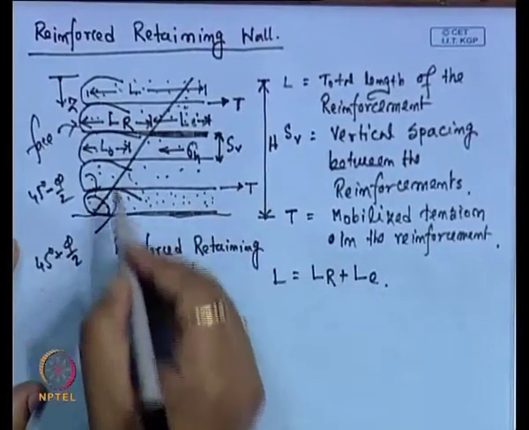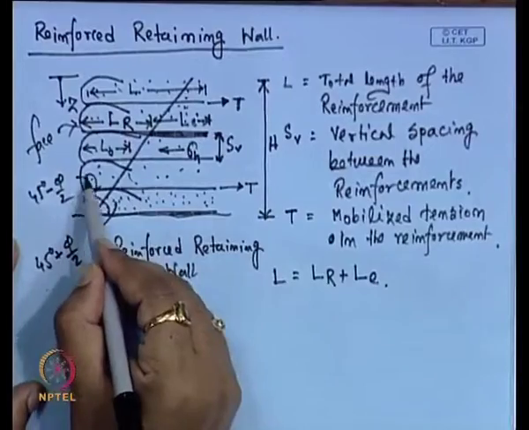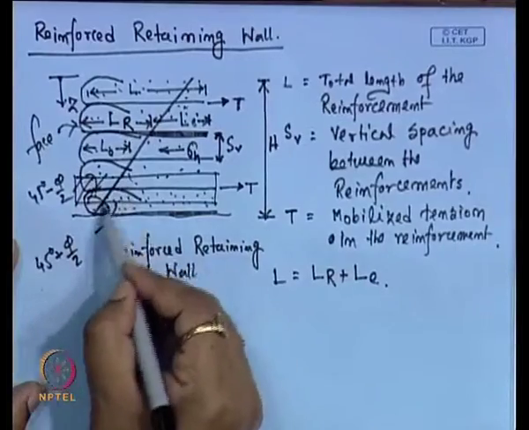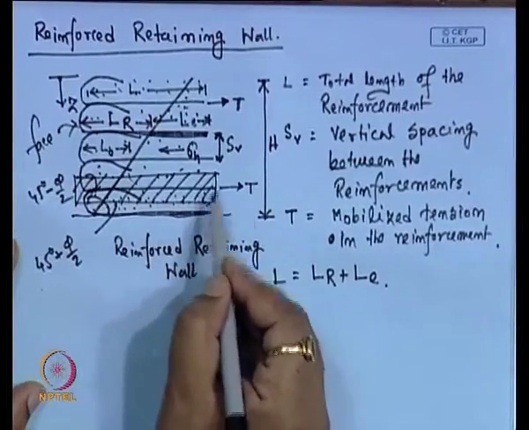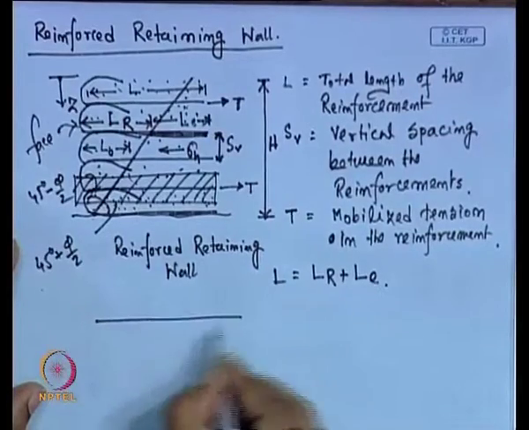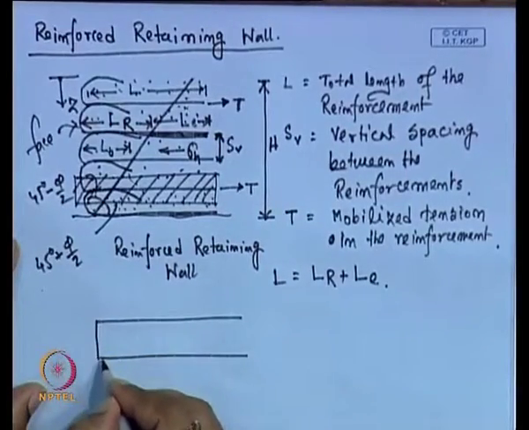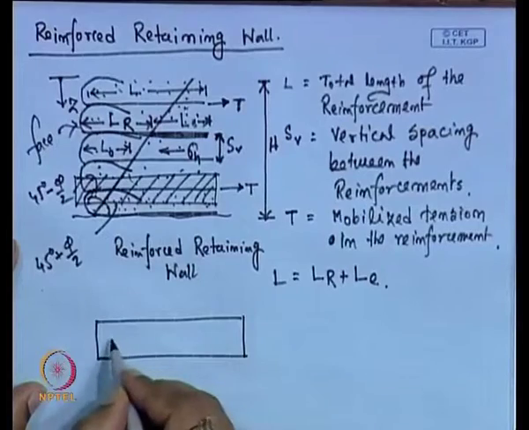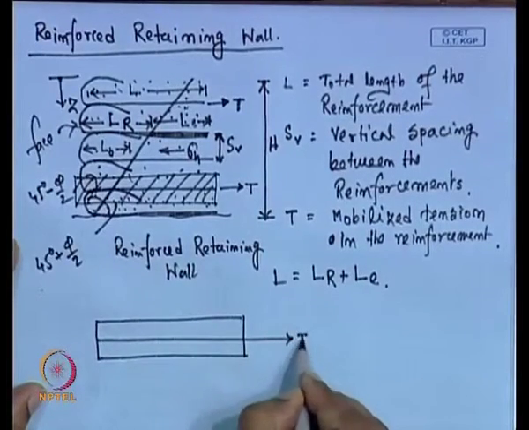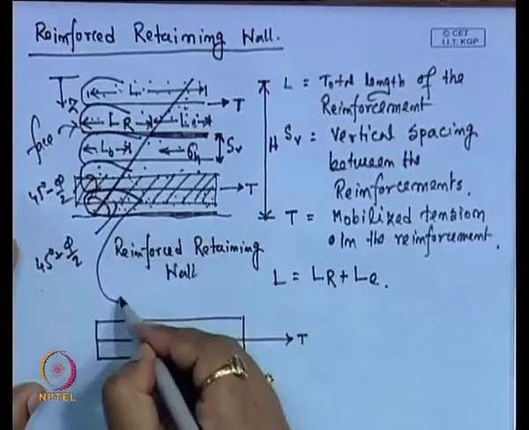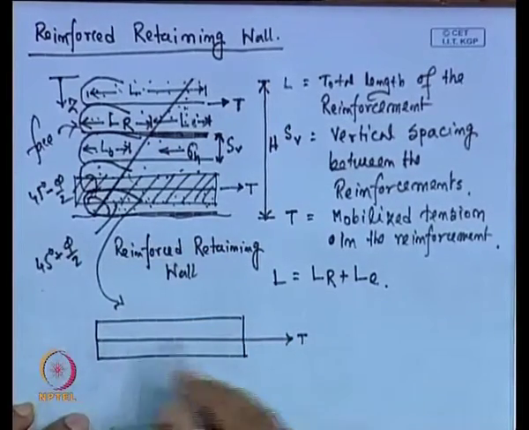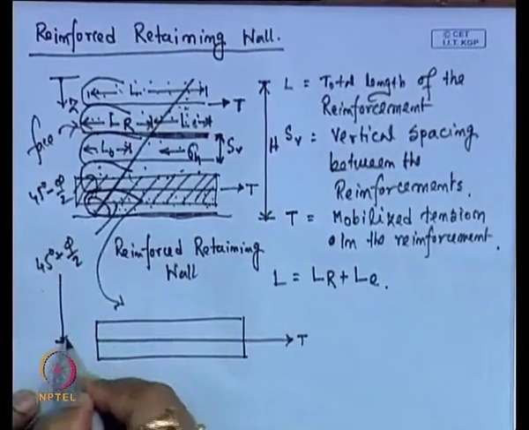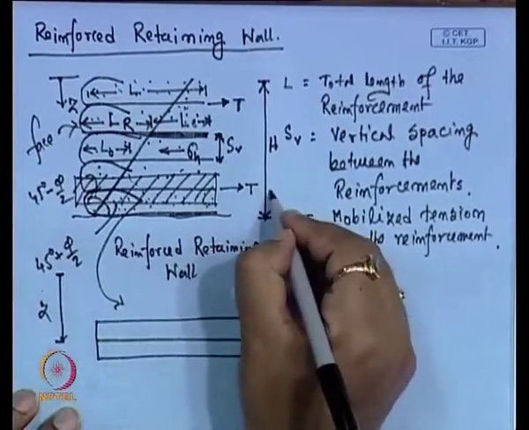Now, suppose I consider a segment between two reinforcement layers. So if I draw this segment, this is the segment where the reinforcement is here, this is T, the reinforcement. This segment I am drawing here, at any depth, at any depth z from the top. So, this depth is z.